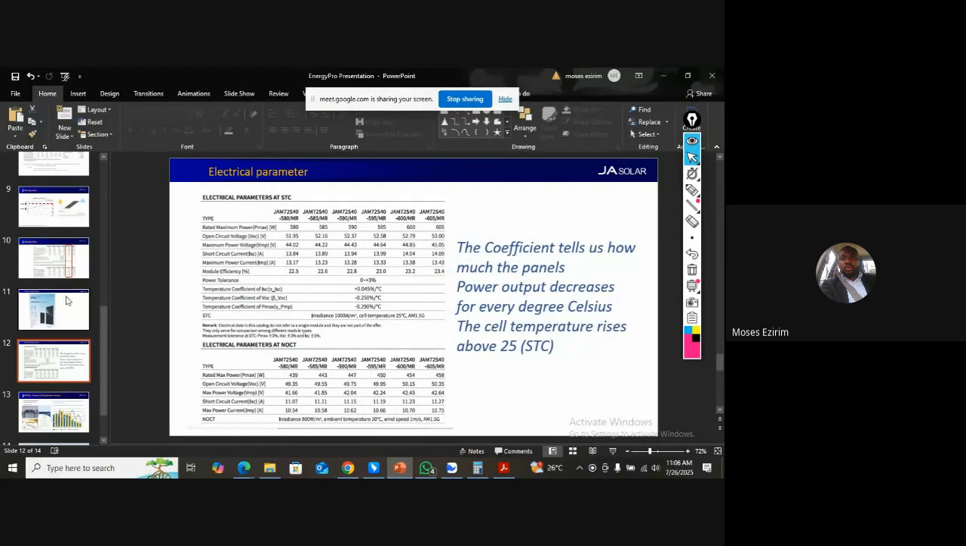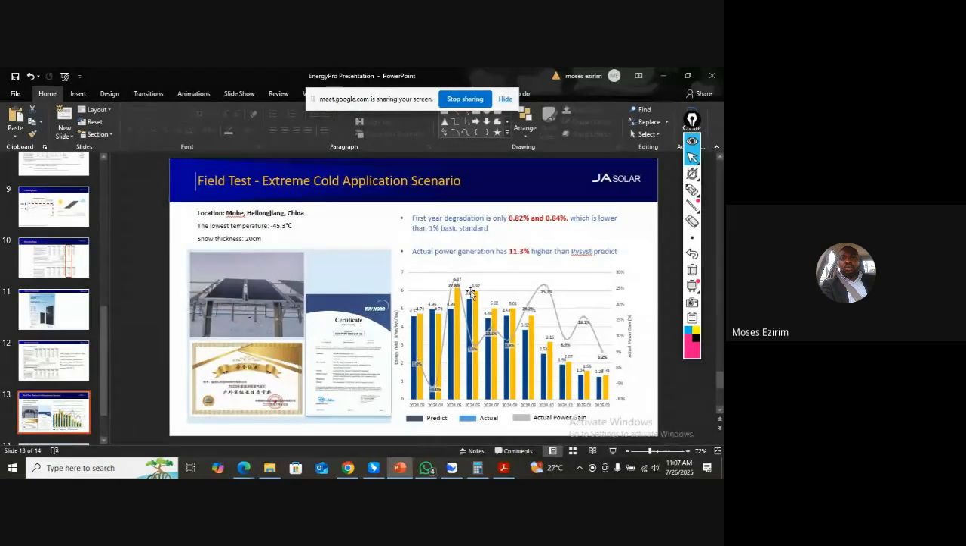The temperature coefficient tells us how much the panel's power output decreases for every degree Celsius. So that means if your temperature is increasing above the 25 degrees Celsius, you need to do your calculation to know how you're going to do that. So now, let me just use this to end.